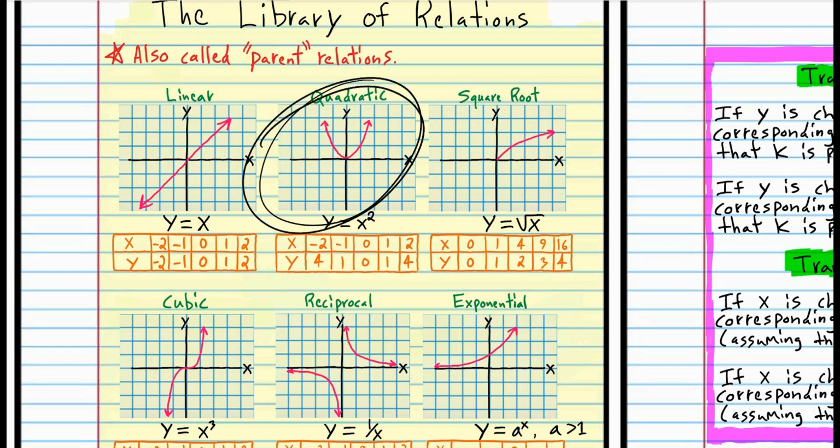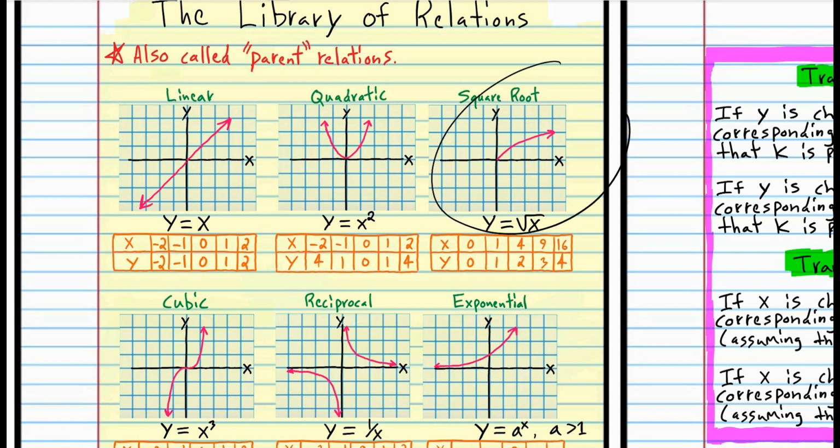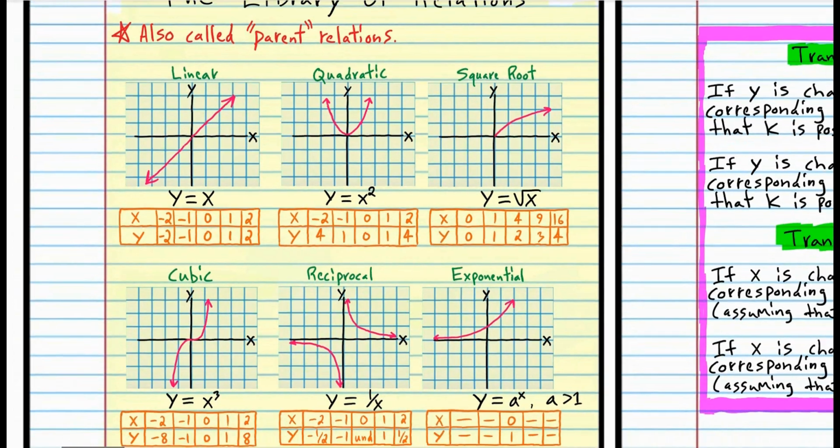Quadratic, we learned that the graph of a quadratic relation is a parabola. That's the most basic parabola that we can see, y equals x squared. We're also going to learn some new graphs that we've never graphed before. For example, the square root graph. We have never graphed y equals square root x. Well, that's what it looks like right there. And by the way, these arrows mean that the graph continues forever.